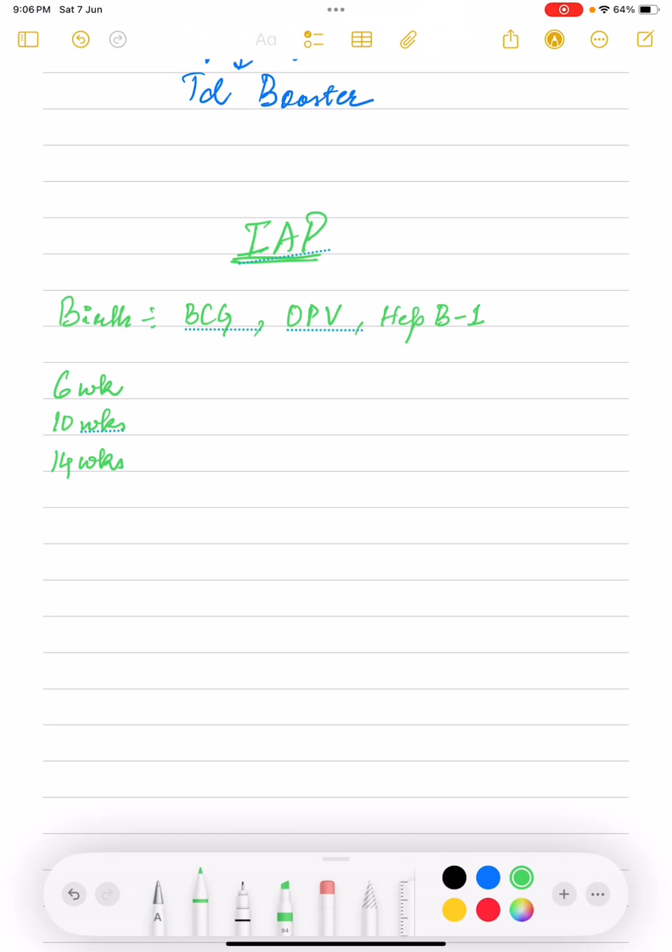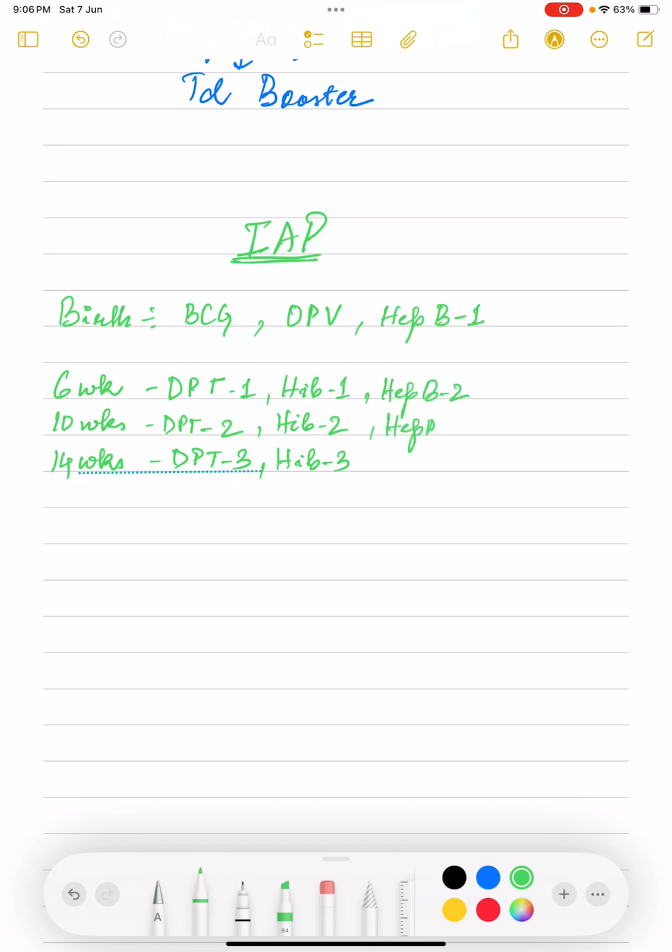I'll first write the common ones. We have DPT1, DPT2 and DPT3. Next we have HIB1, HIB2, HIB3. Now here the hepatitis B becomes 2, 3 and 4. Now these are common. Also rota 1, 2, 3.